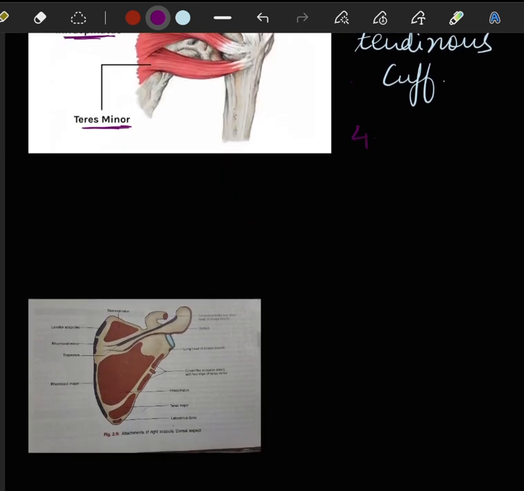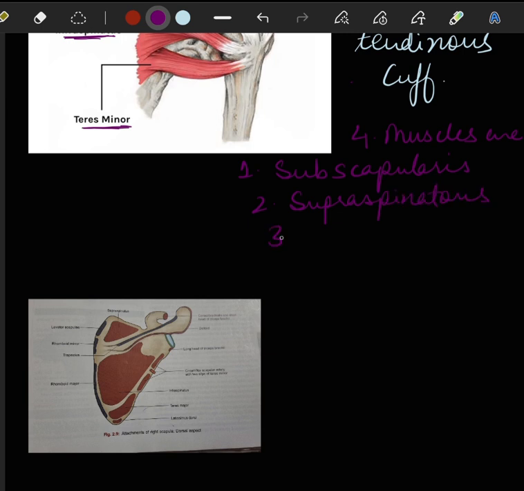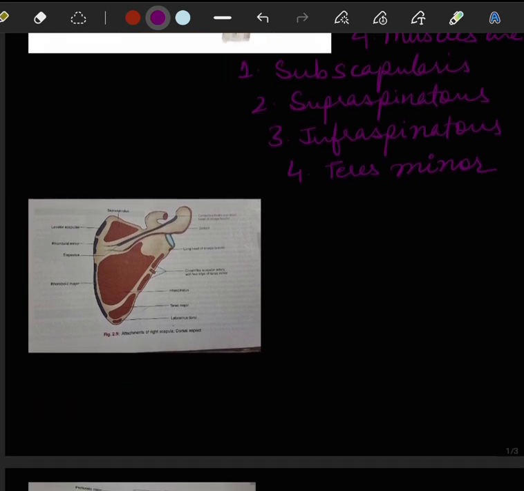So the four muscles are: number 1, subscapularis, supraspinatus, third is infraspinatus, fourth is teres minor. So let's look upon the origins first.